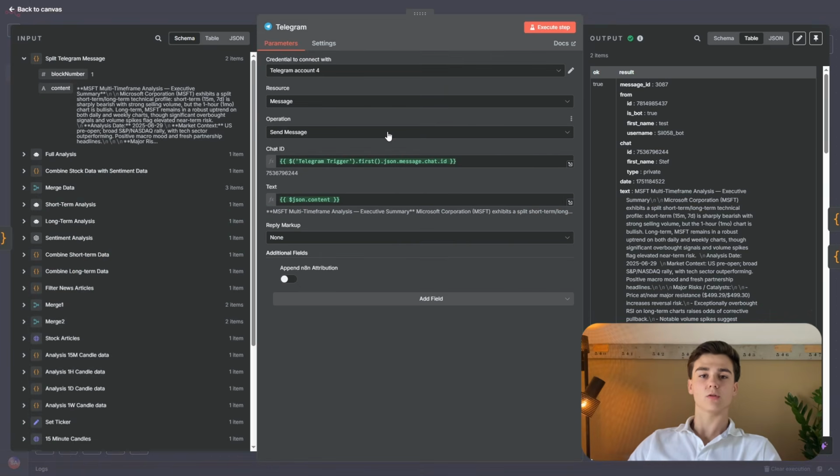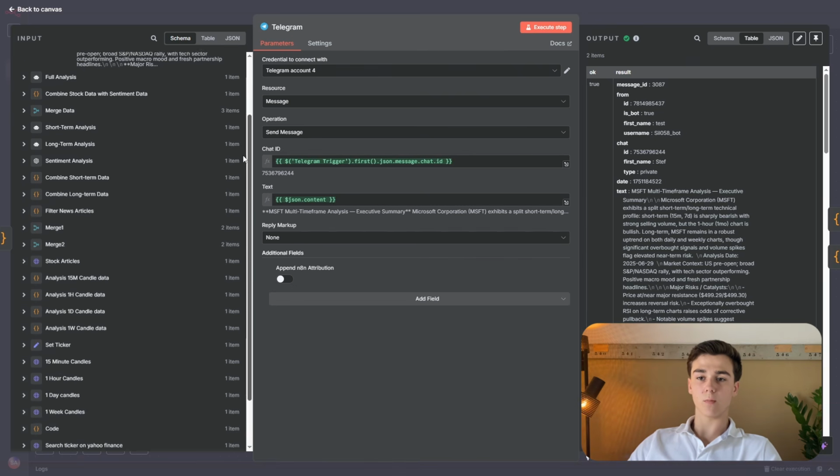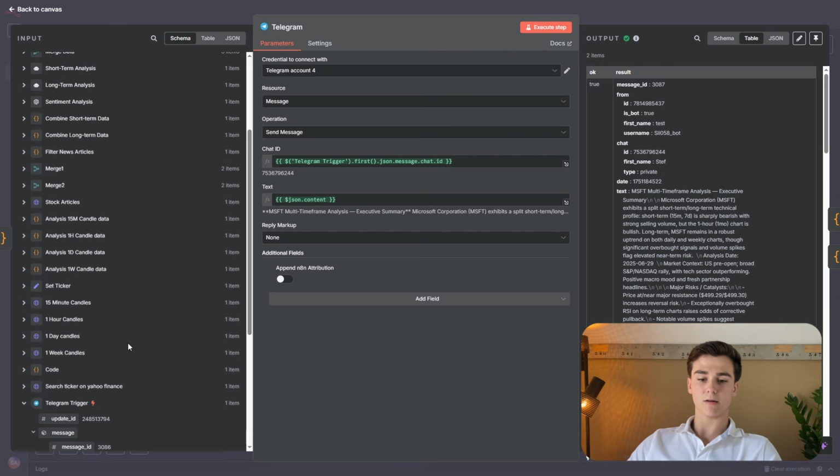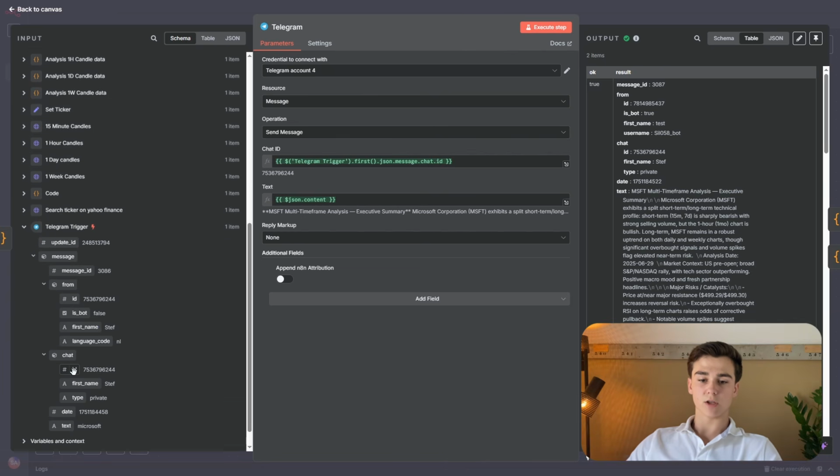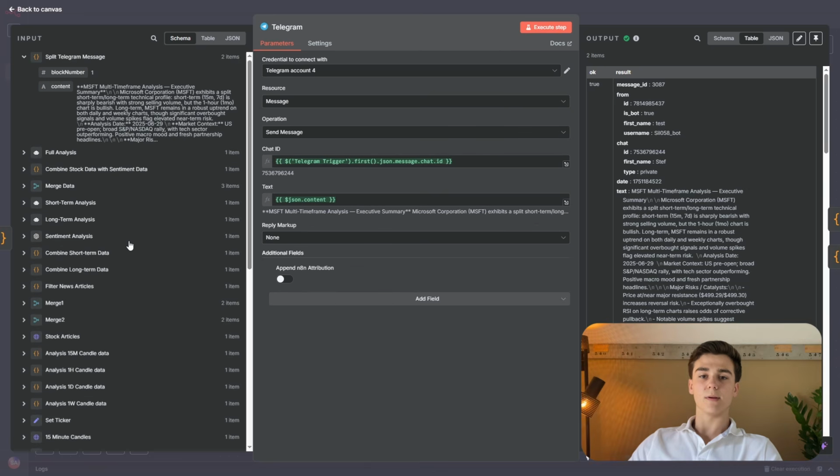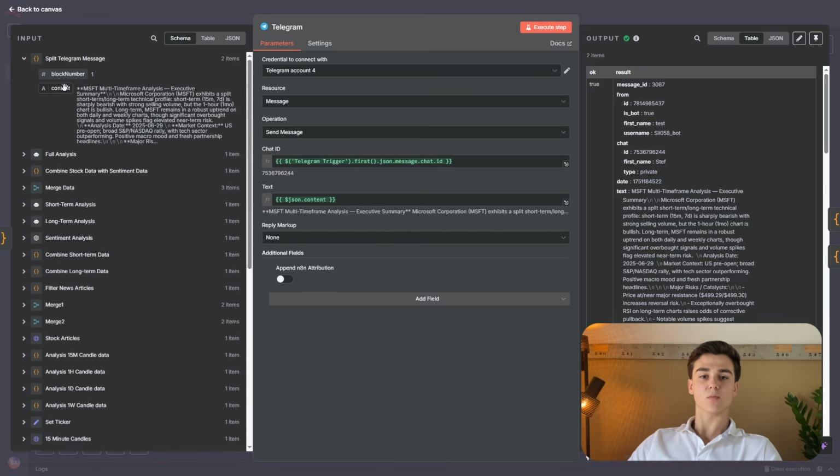And in this Telegram node, you will first add your credential, put the resource on message, and then operation will be on send message. The chat ID will be from your Telegram trigger. So it will go back all the way down. And here in your Telegram trigger, you will get your chat ID. So you can drag it from here into the chat ID, and then that is set. And then the text will be the output from our Telegram message split. So this will be the content, and you can just drag it in here. And then your Telegram message is set up.